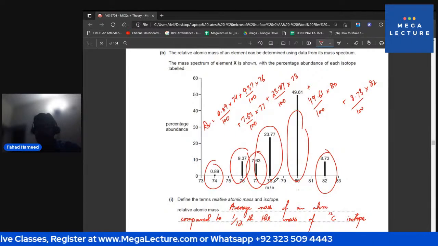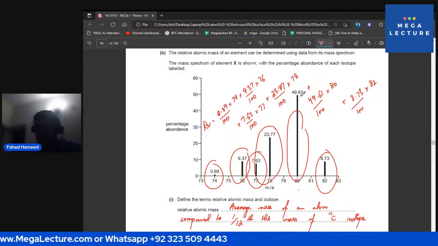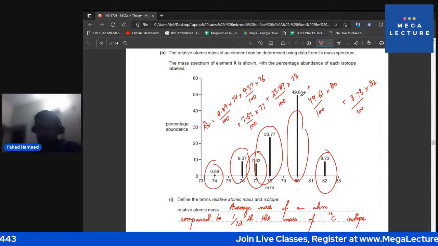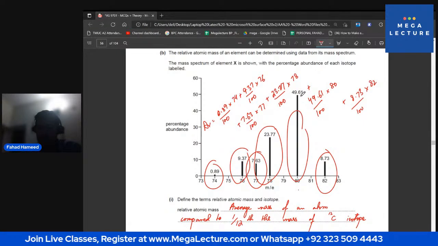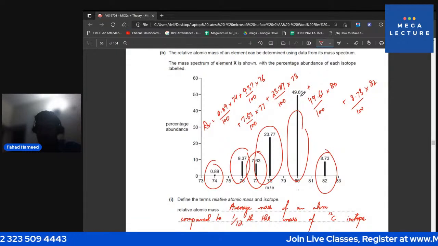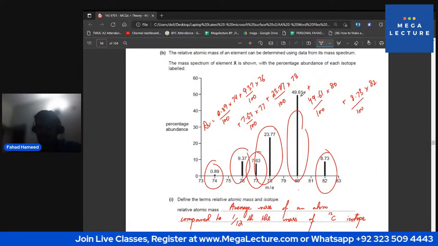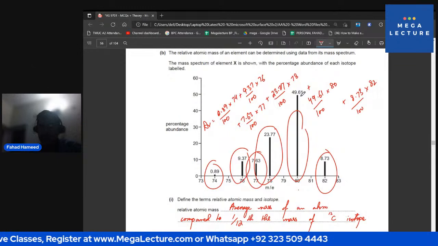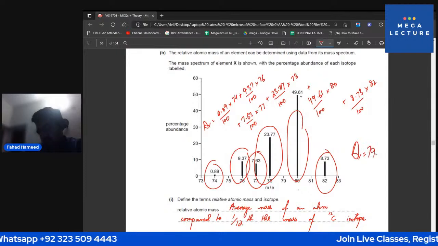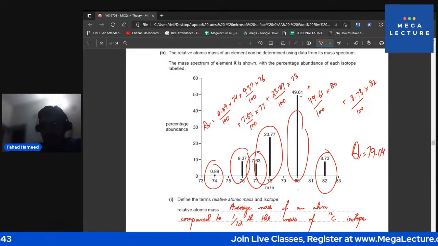So 23.77 into 78, and then you've got 49.61 into 80, plus 8.73 times 82. And if I divide the whole thing by 100, that gives me 79.0421. So the AR comes out to be 79.042.